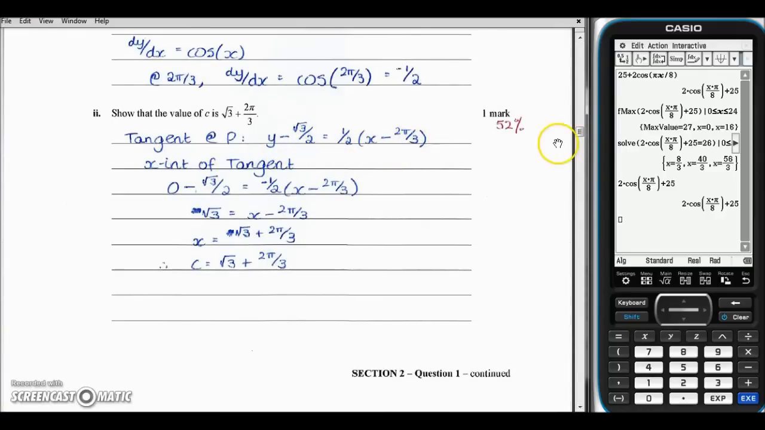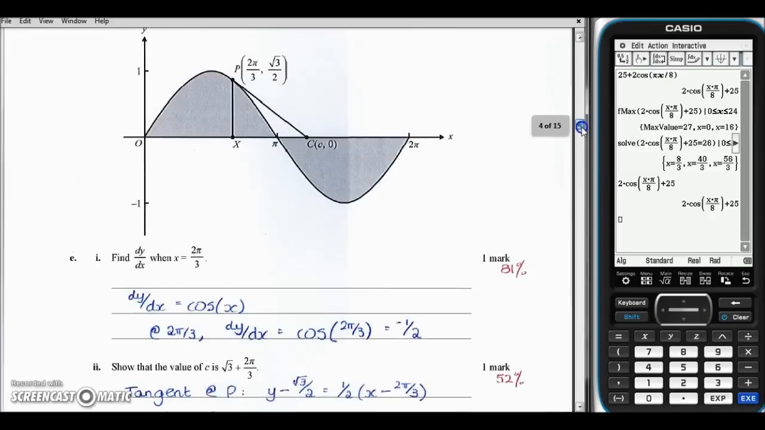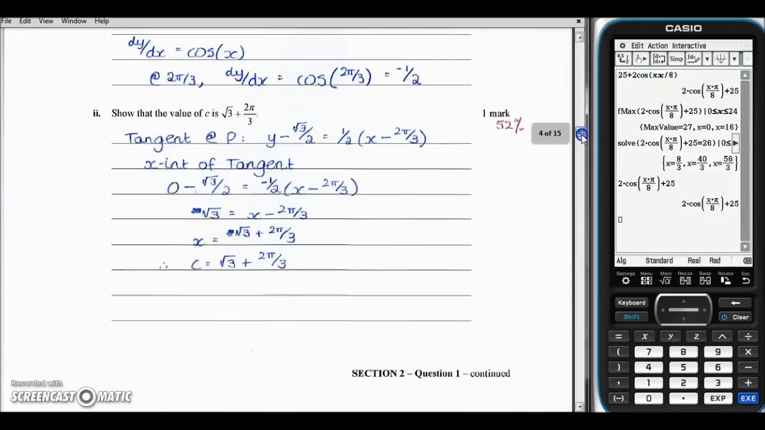Now we want to find C, which is the x-intercept of that tangent. So we'll find an x-intercept of a straight line. You'll let y equals 0, and if we rearrange this and solve, we get what we're looking for, root 3 plus 2 pi on 3.